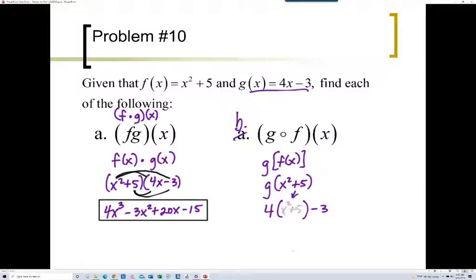My input is x squared plus 5. So 4 times the quantity x squared plus 5 minus 3. I'm going to get 4x squared plus 20 minus 3, or 4x squared plus 17.